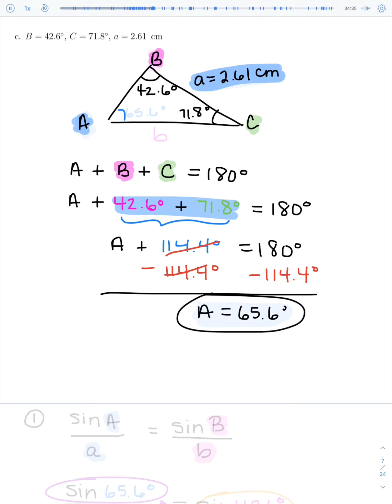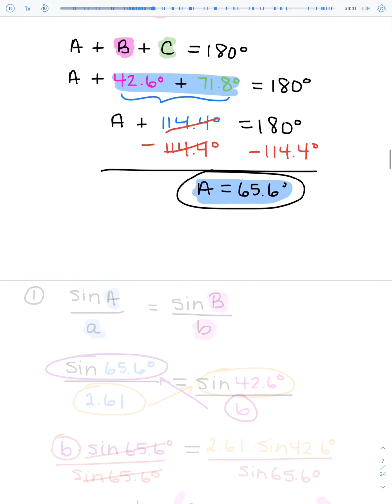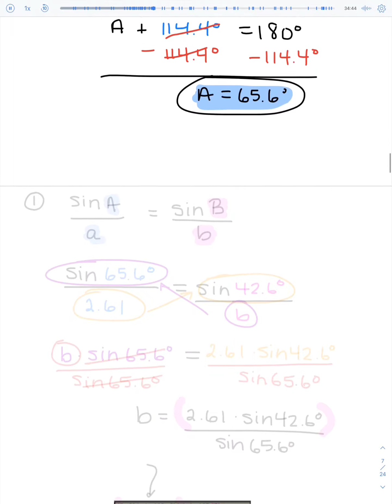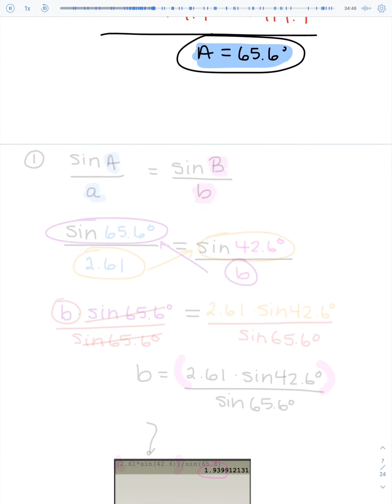So then we can go ahead and fill into our picture that we know that angle A is 65.6 degrees. Now we can use law of sines because we have an angle and its matching side. Then we just need to figure out what side we would like to find. Let's find side B first. Let's go in alphabetical order. It technically doesn't matter. But let's find side B, and we can do that because we already know what angle B is, so we can use that information in law of sines.